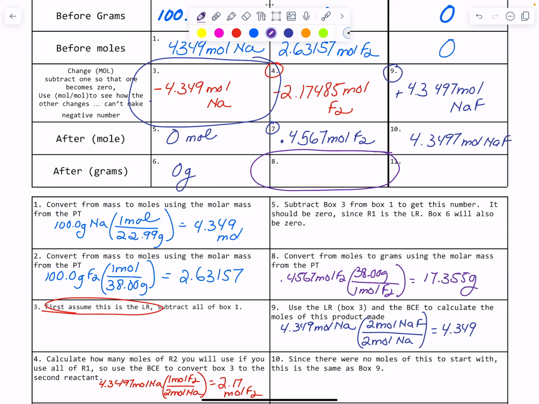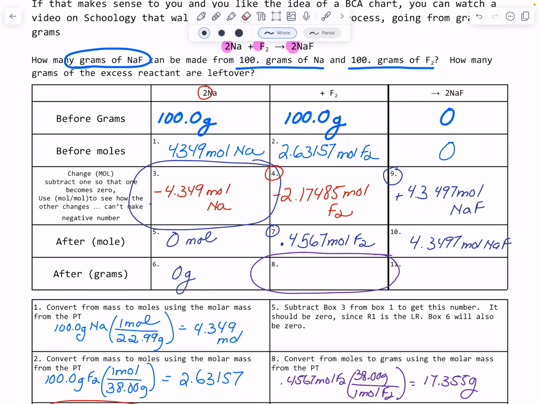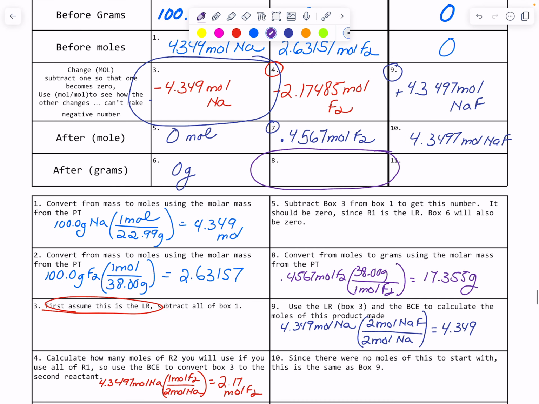And that number is 17.355 grams. Okay. If I am looking back at significant figures with all of this, let's see. Oh, these actually only have 3 significant figures. So I should just have my answer in 3 significant figures. So that would be 17.4 grams of fluorine left over.